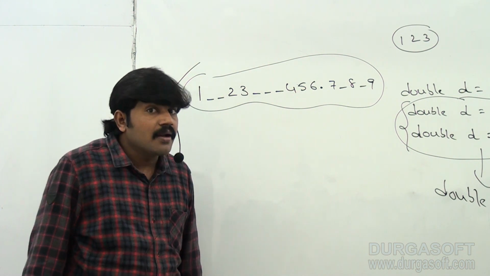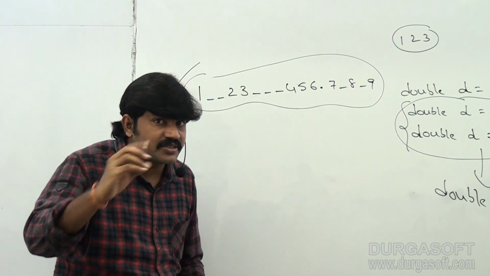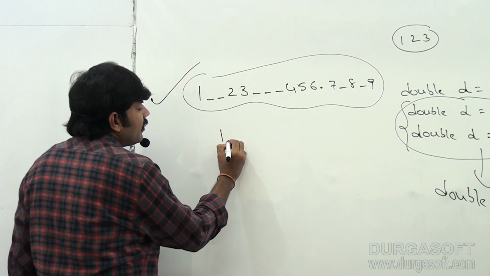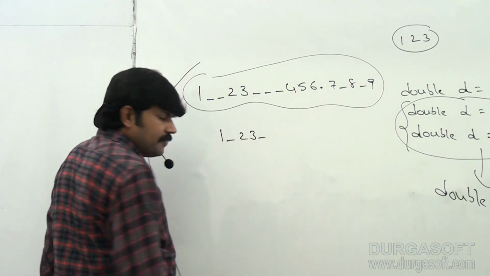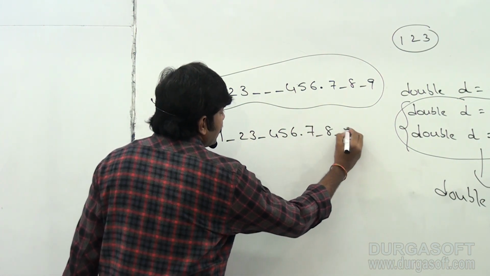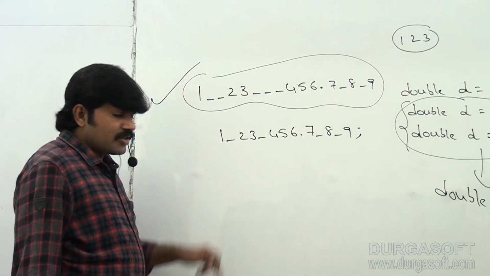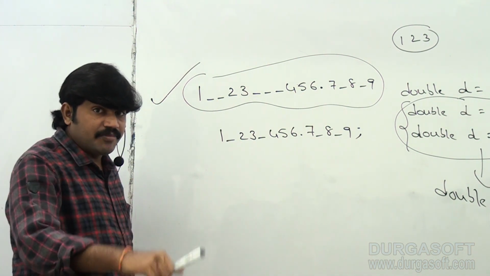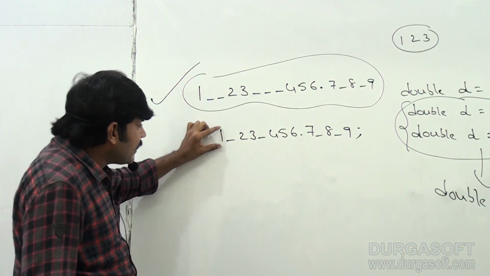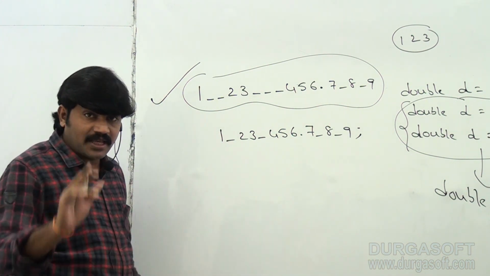Yes, but there are some restrictions. Which restrictions are related to this underscore symbol? Now observe this one. 1 underscore 23 underscore 456.789 I'm taking. Why am I taking this underscore symbol? To differentiate between the lakhs place and the thousands place. This underscore is going to be helpful to differentiate the lakhs digit and the thousands digit.